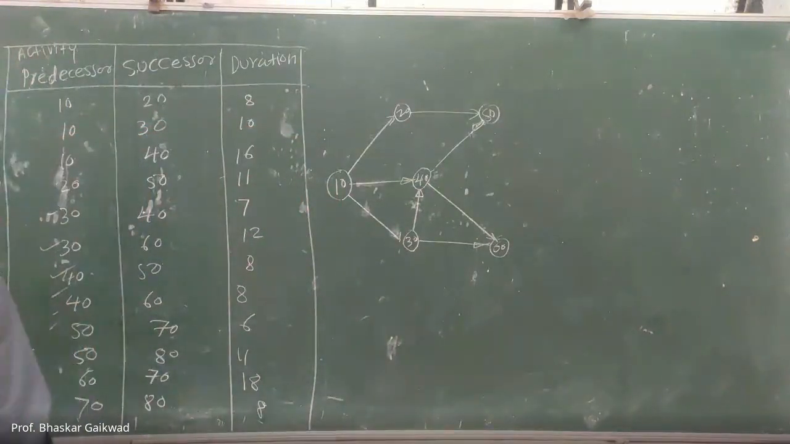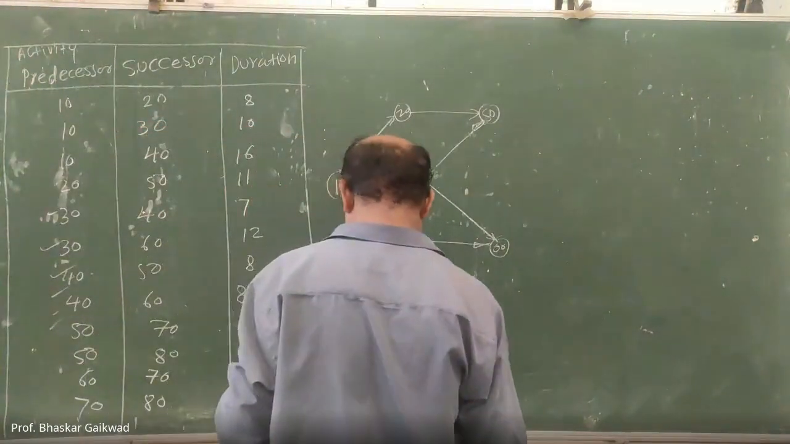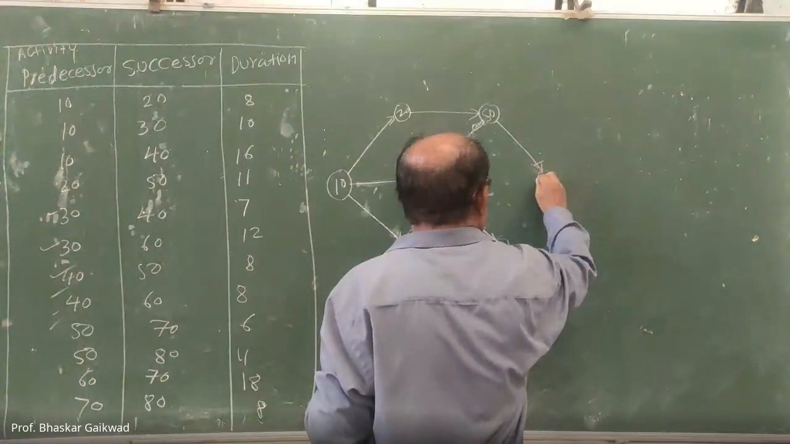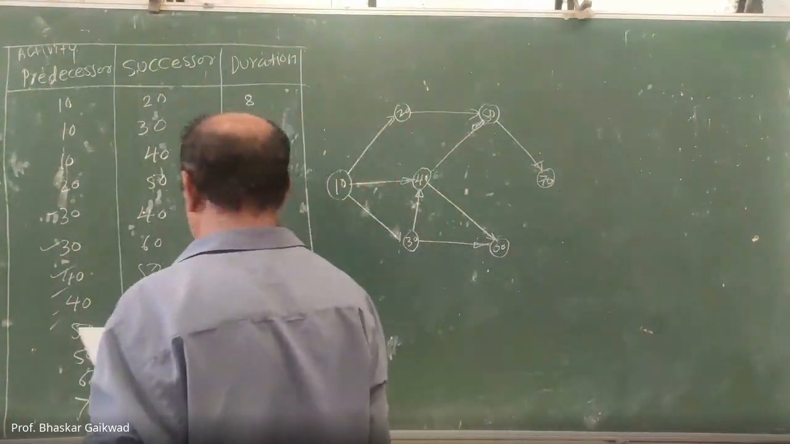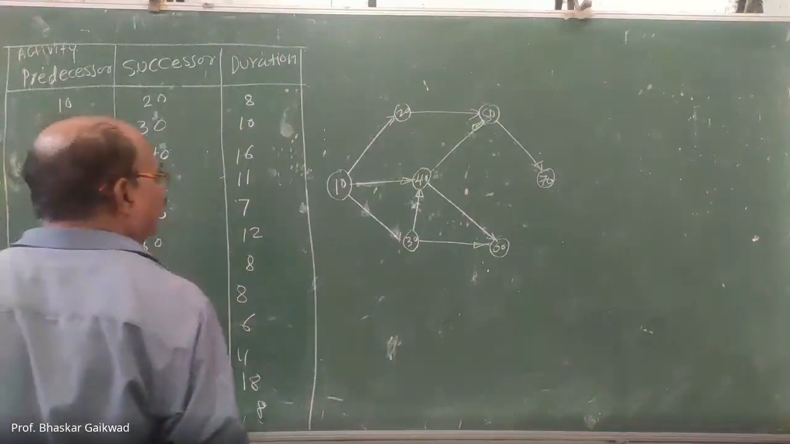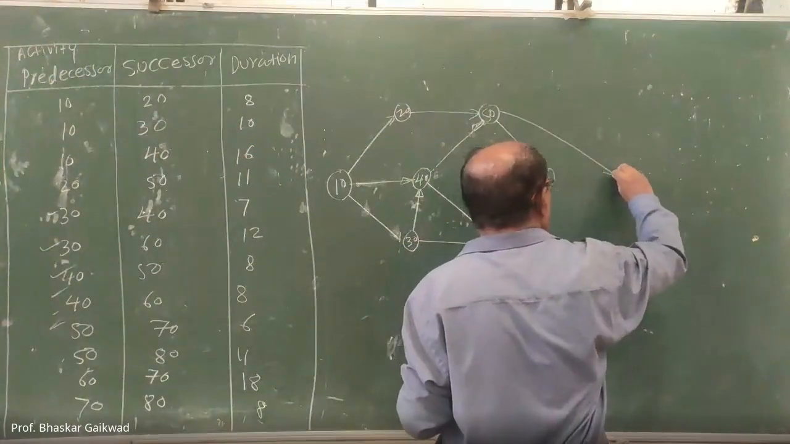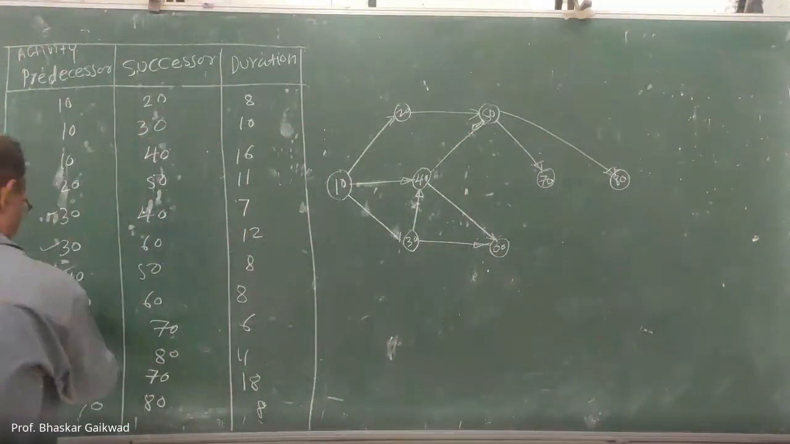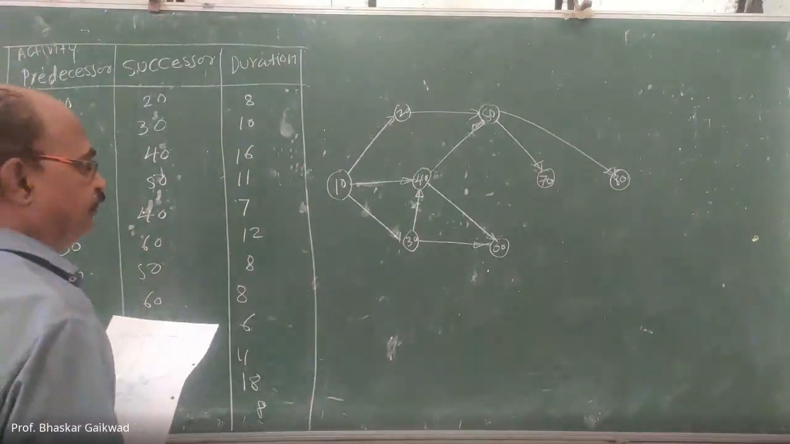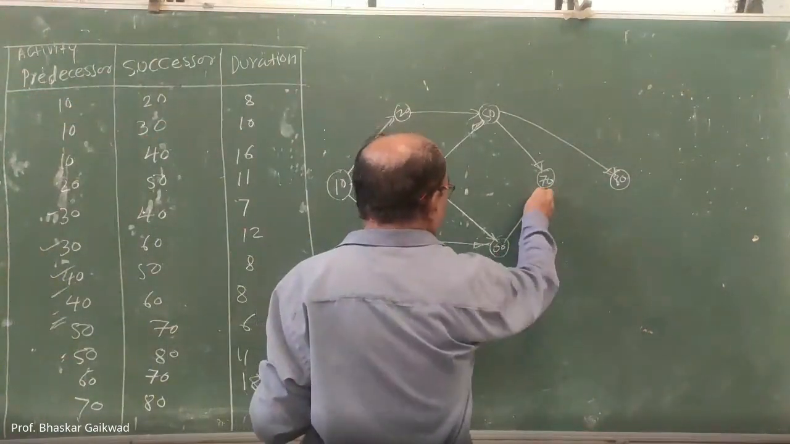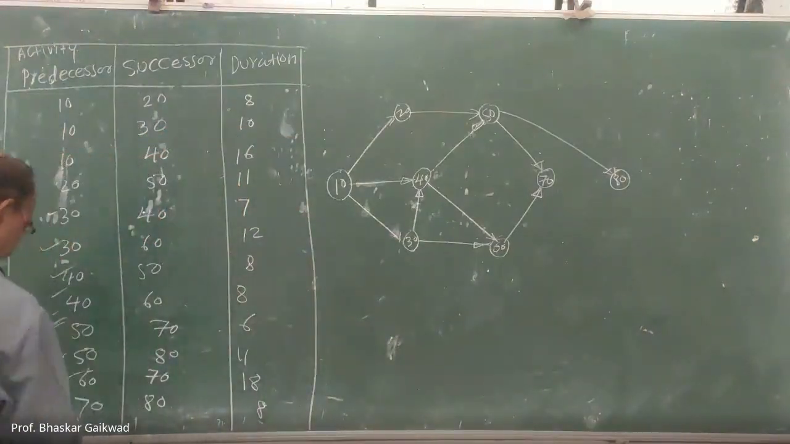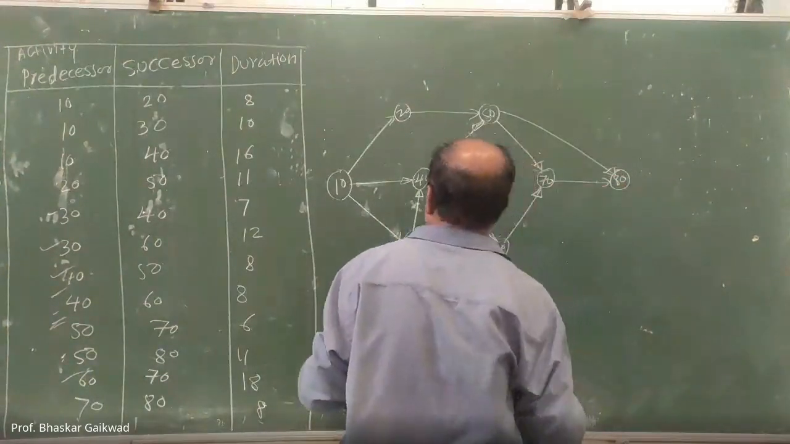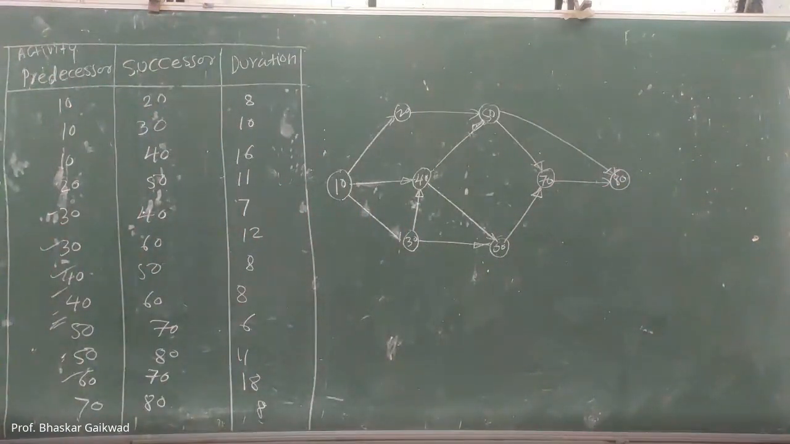Then from 50, 70 will start. So here is the 70. From 50, 80 will be there. So here is the 80. And then 60, 70. Then 70, 80 will be there. So these are the activities. So this is the network diagram.